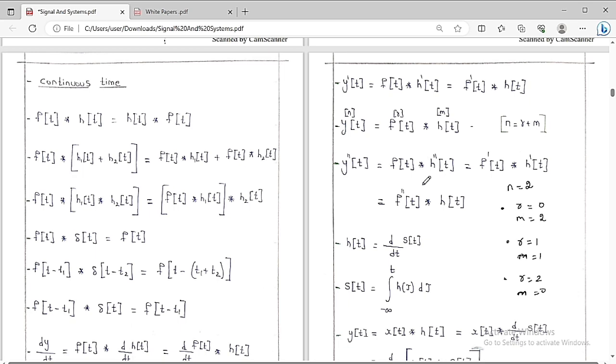So in case 1, r is equal to 0 means f(t) as it is, and n is equal to 2 means the second derivative, so h double dash of t. Again, here r is equal to 1 and m is equal to 1. r is equal to 1 means the first derivative, f dash of t.